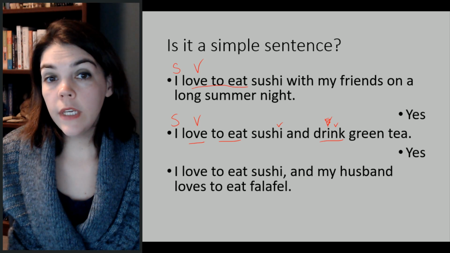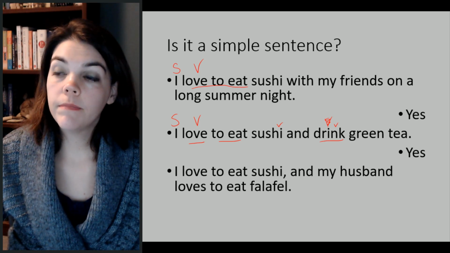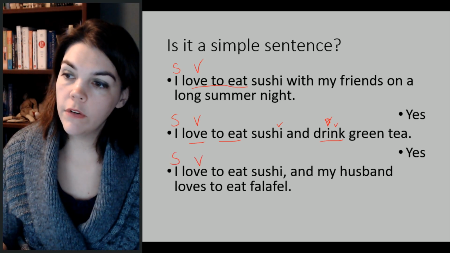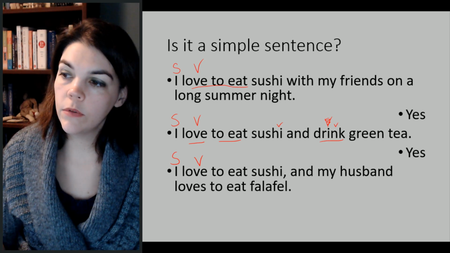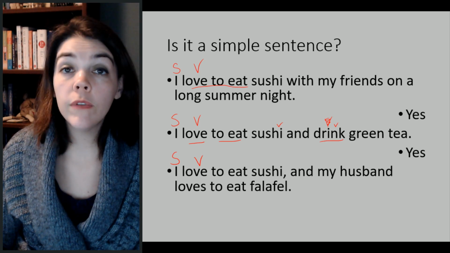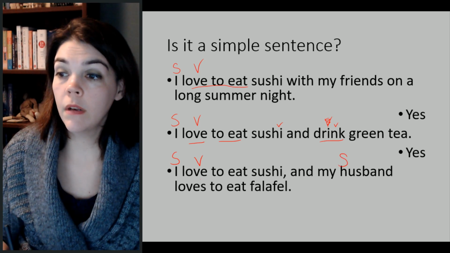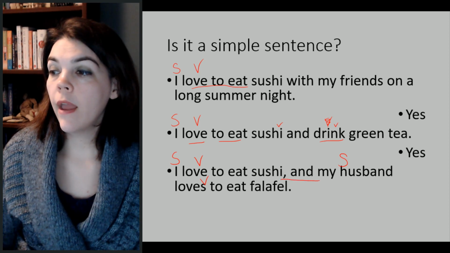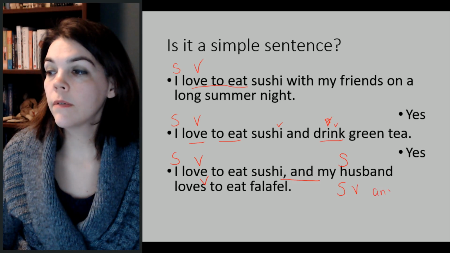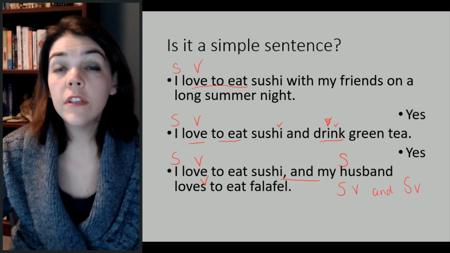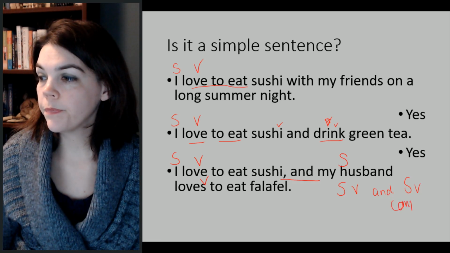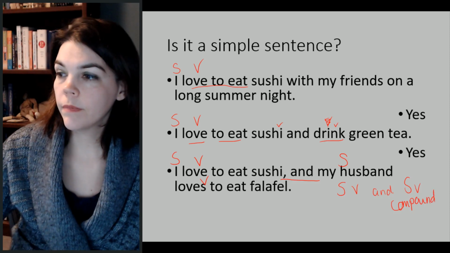All right, I love to eat sushi and my husband loves to eat falafel. Let's look at it. So I have subject, verb, and then I have my little V to eat sushi. New subject, and my husband loves to eat falafel. So here I have SV and SV. This is a different kind of sentence. This is actually called a compound sentence. So no.